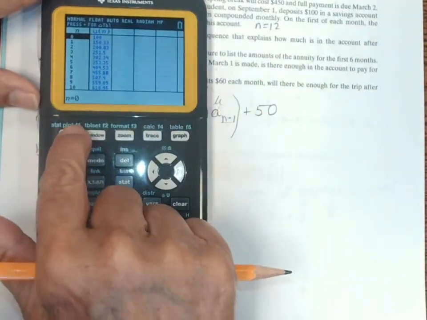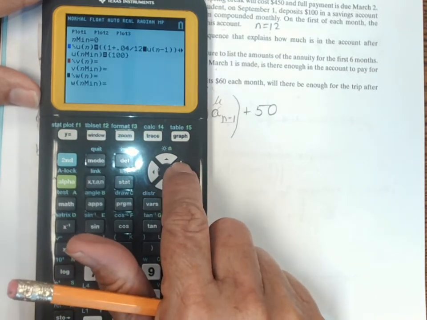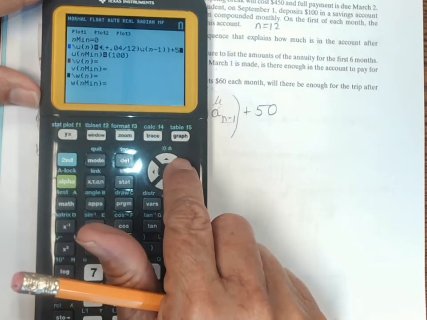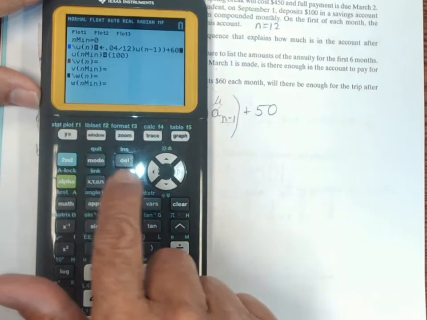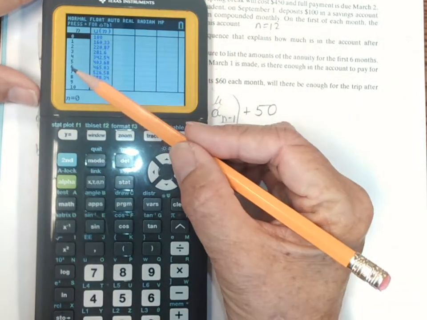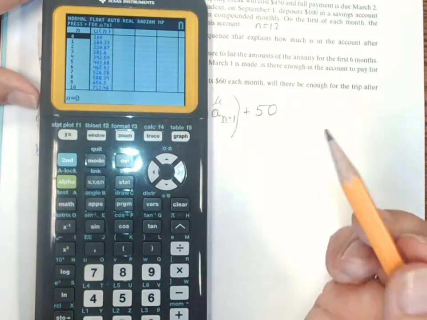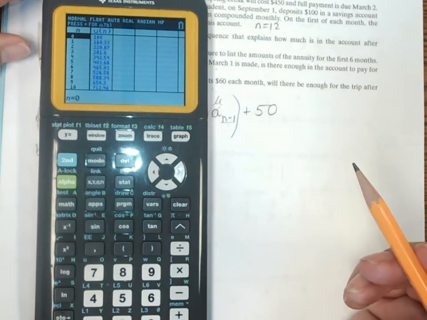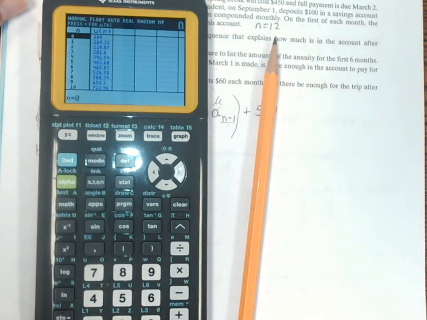So I'm going back into y equals. The only thing I've got to change, so I'm just arrowing over, is instead of 50, I want that to be 60. So let's put 60 there. Quit out of there and go back to my table. Now on the 6th month, we have $465.03. So yes, there is enough money now in the account to pay for the trip to Cancun.